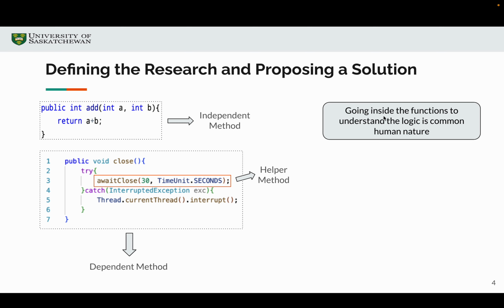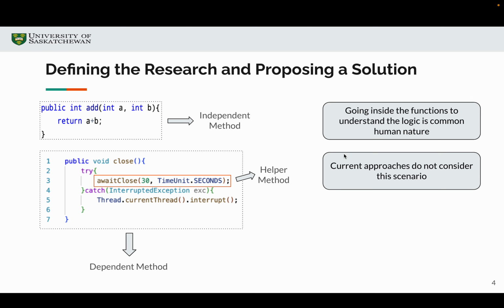Going inside the function to understand the logic is common human nature. Humans obviously try to figure out what's inside awaitClose, click on it, go into it and see, and then we understand what the close function does. That's basic human nature. Current approaches do not consider this scenario. They just take the code snippet and give it to their method, and it generates a summary. They do not care what's inside, like what the behavior of the awaitClose method is here.